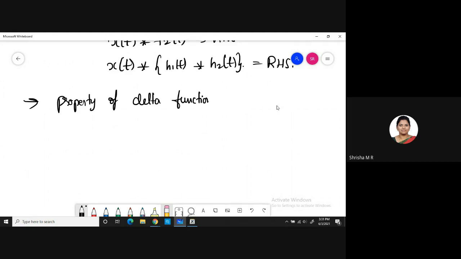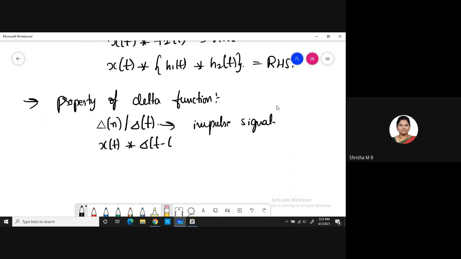Property of delta function, just remember the properties. If delta n or delta t is an impulse signal, then if you convolve x of t with delta of t minus t1, it would be x of t minus t1. Similarly, if you convolve x of n with delta of n minus n1, it will be x of n minus n1. Just remember this.